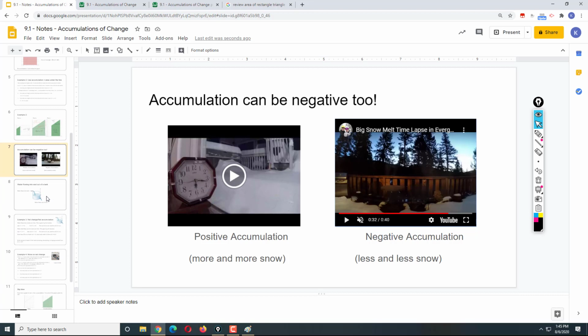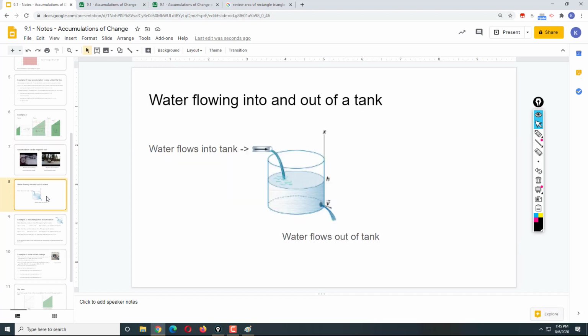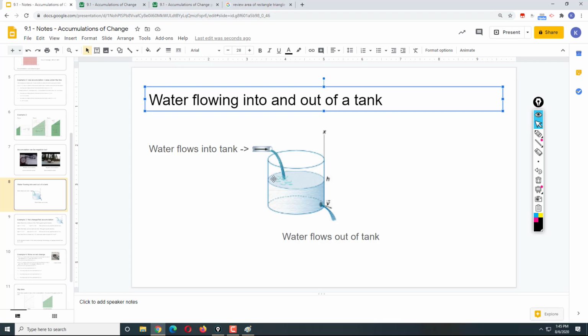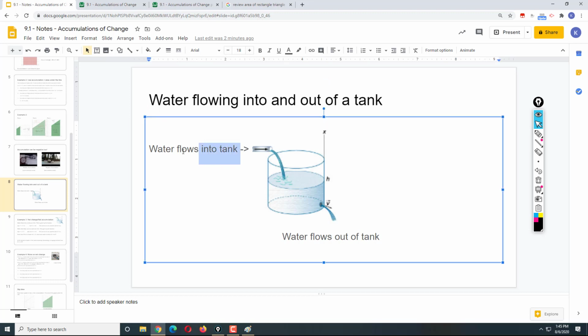Here's an example. We have a water tank. Water is flowing in and out of the tank. Water is coming in here. Water is also flowing out of the tank. Water is leaving here. So water flows into the tank, that makes the amount of water go up. Water flows out of the tank, that makes the amount of water go down.